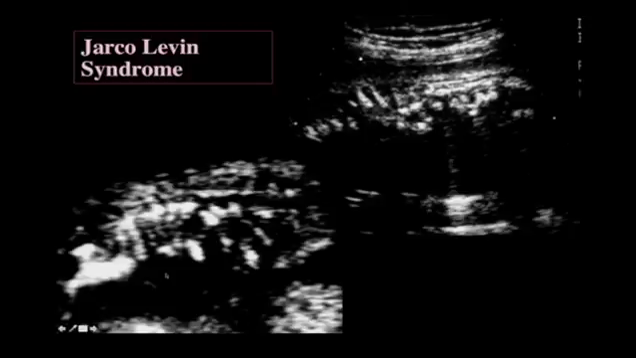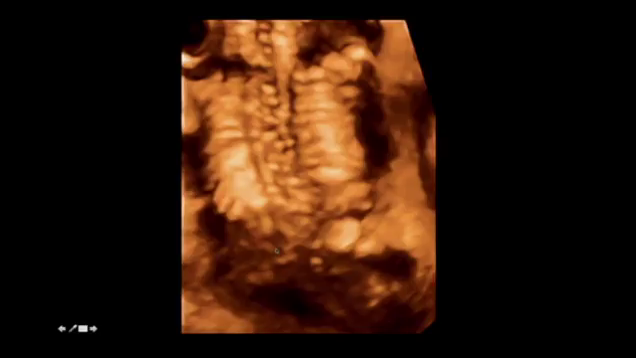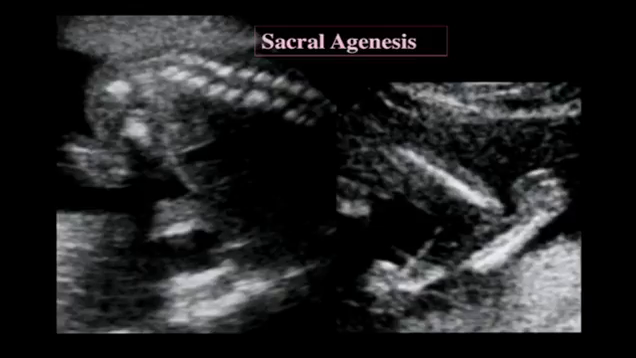Now Jarcho-Levin syndrome is a syndrome in the Puerto Rican population where you have so many vertebral abnormalities that the ribs are just bunched really close together and it looks more like a crab in a sense. So they have severe respiratory problems due to that. And here's a 3D example of such a syndrome where every single vertebral body is abnormal.